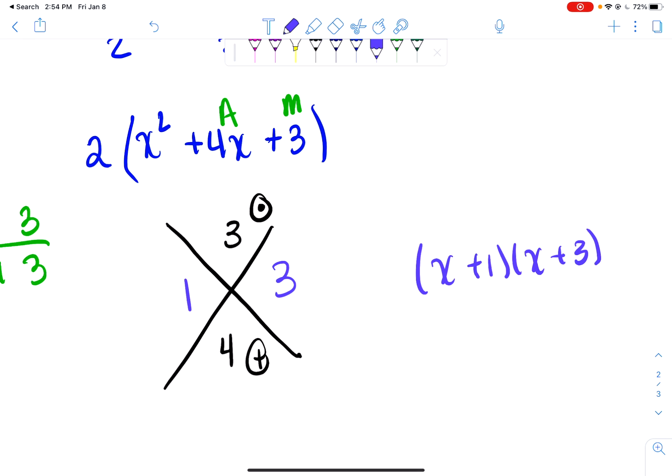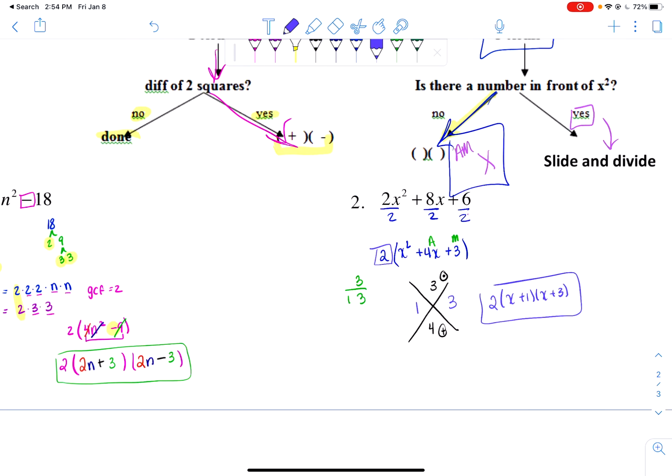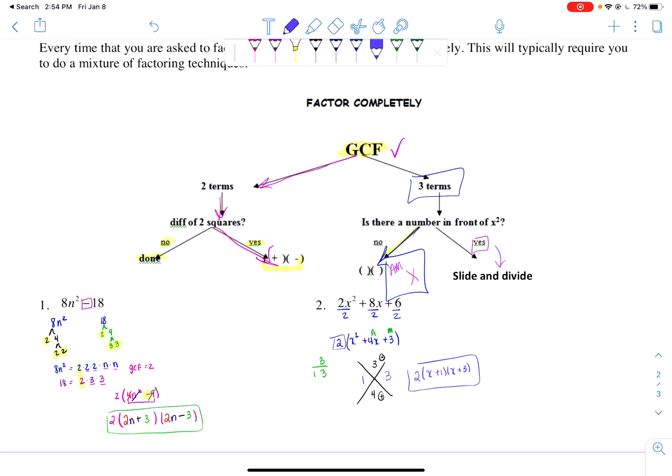But if you remember, there was a 2 in front because of my GCF. This is your final answer. 2 times x plus 1 times x plus 3.